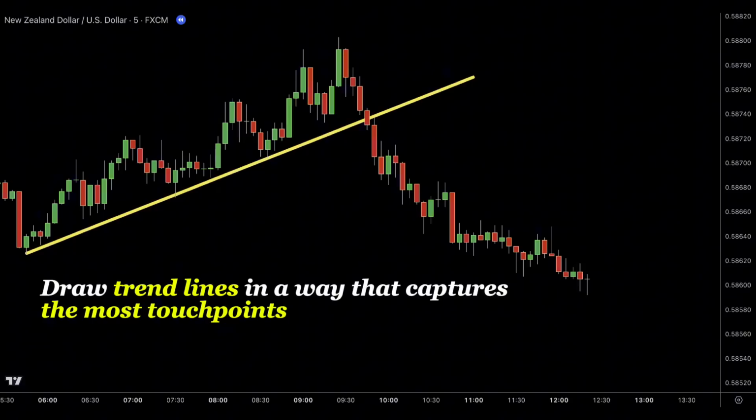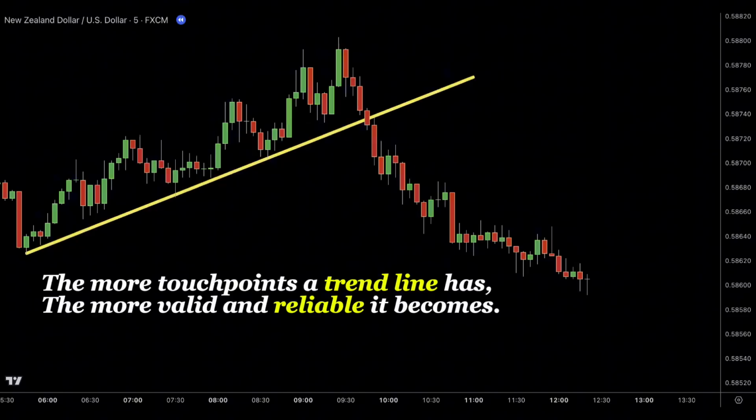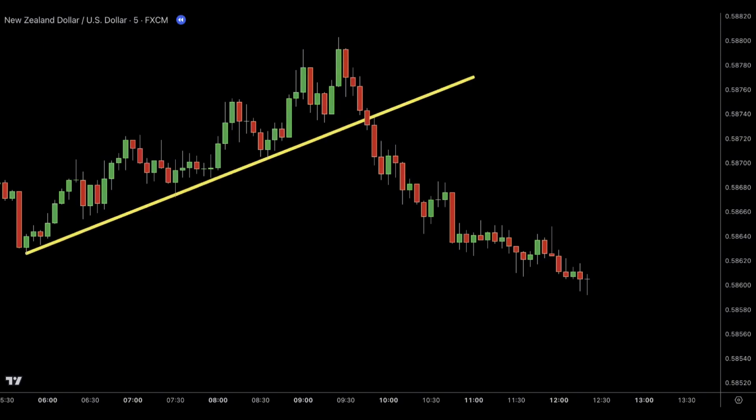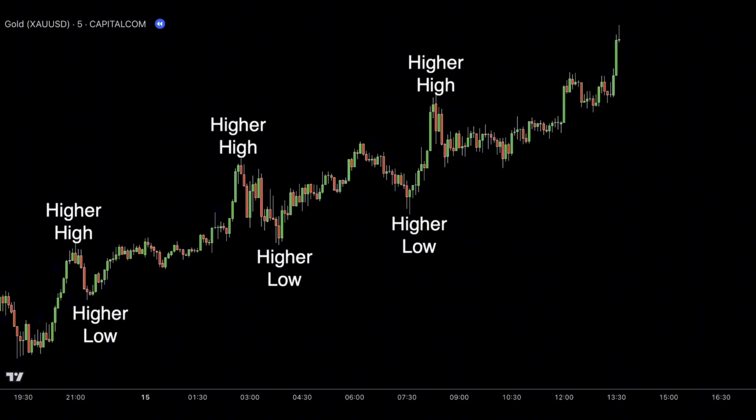Draw trend lines in a way that captures the most touch points. The more touch points a trend line has, the more valid and reliable it becomes. Let's break this down for both uptrends and downtrends. In an uptrend, the market forms higher highs and higher lows. Here's how to draw a trend line.